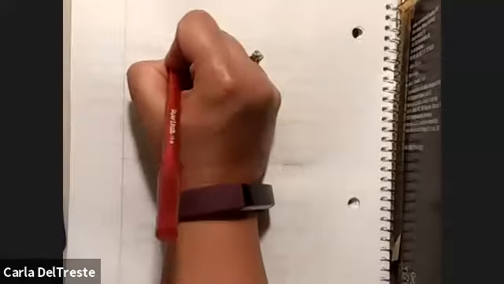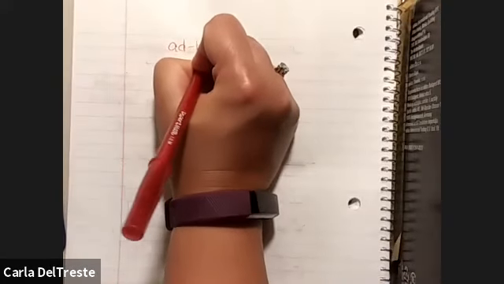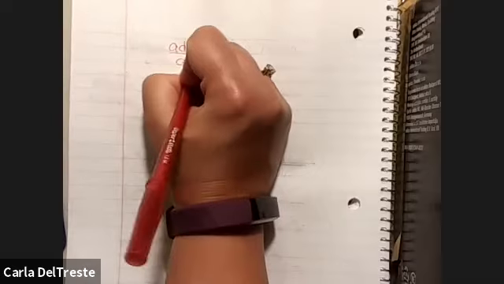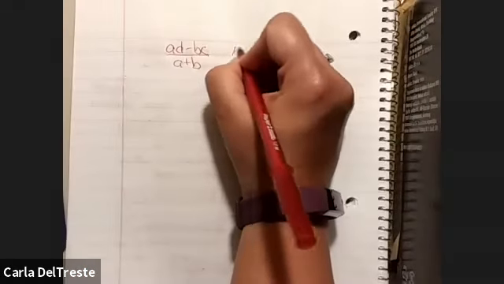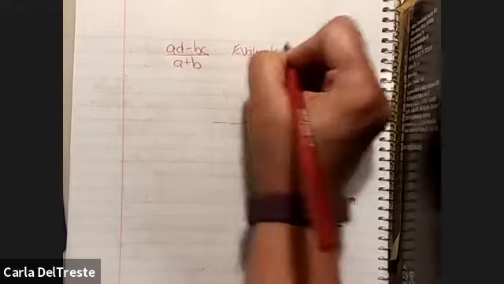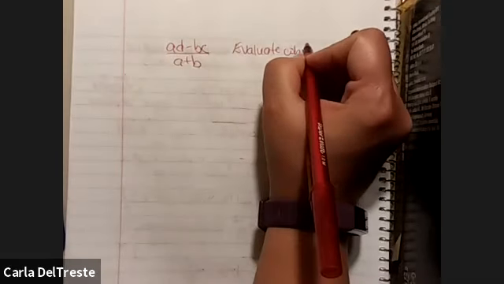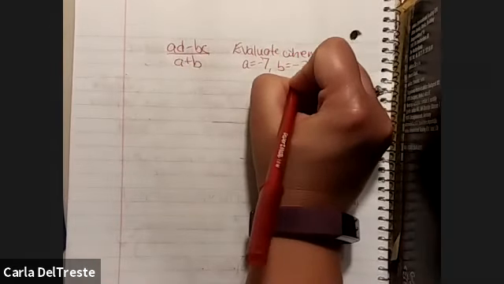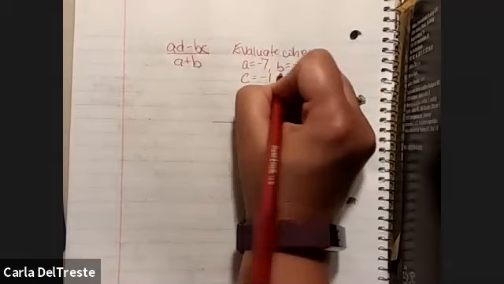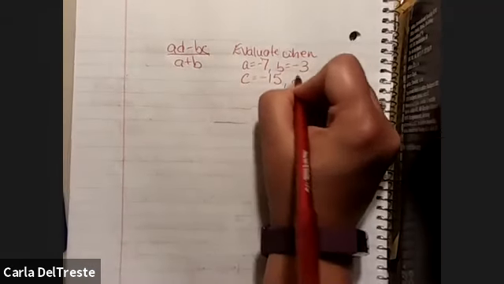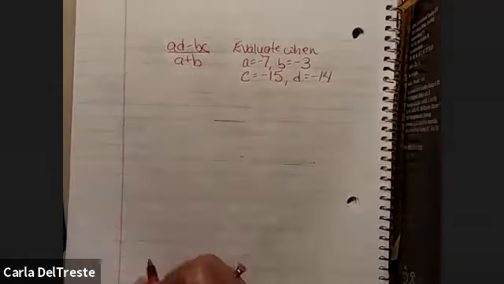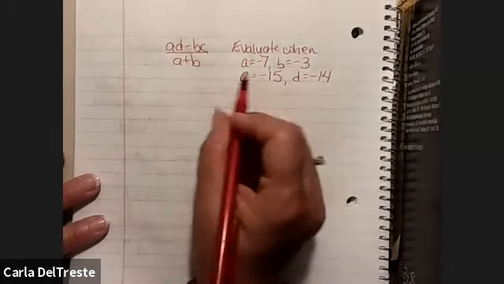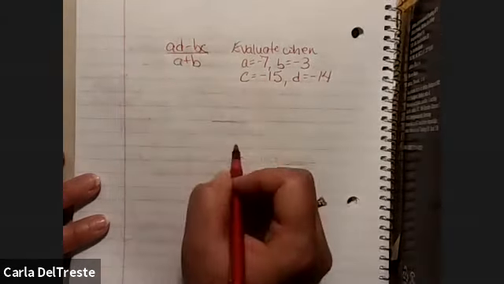Next example. I want to take (AD minus BC) over (A plus B), and I want to evaluate when A is negative 7, B is negative 3, C is negative 15, and D is negative 14. So I need to plug all of these values in and then calculate.